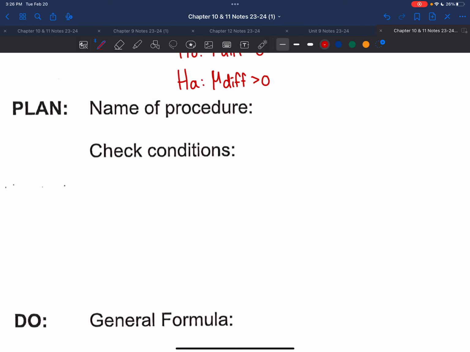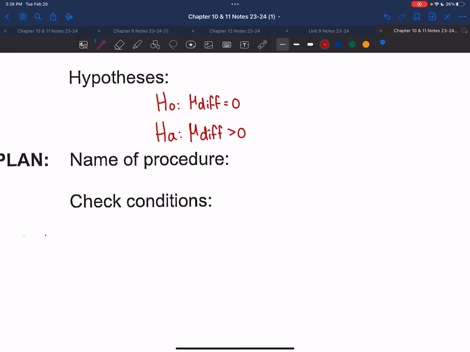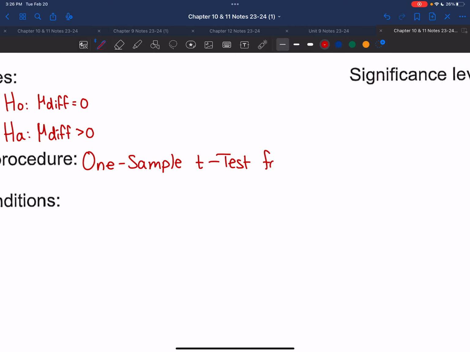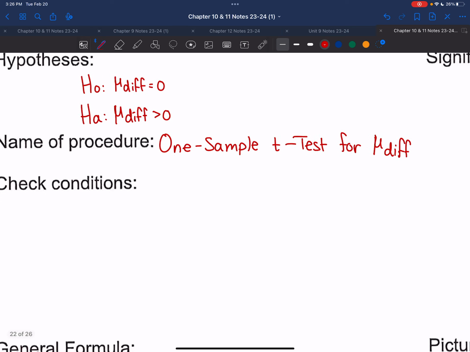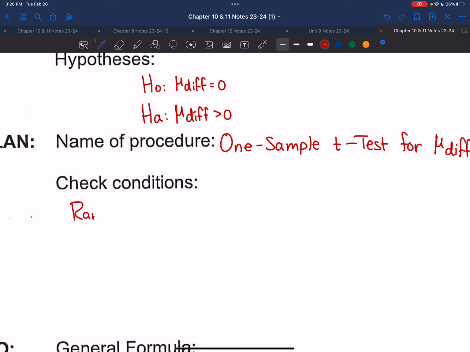All right, so for the plan section, name of the procedure, we have one mean here, so it's going to be one sample t-test for mu diff. All right, and then for the conditions, so random. It told us 32 seniors were randomly selected.